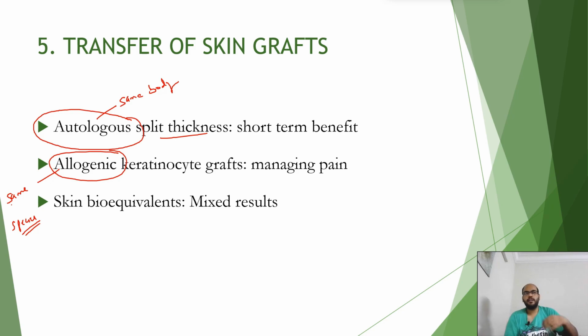So, for example, another person can donate their skin cells, their skin graft, and those grafts can be implanted on my erosions. Okay. So, autologous split thickness has short-term benefit, while the allogenic keratinocyte grafts can be useful in managing pain.